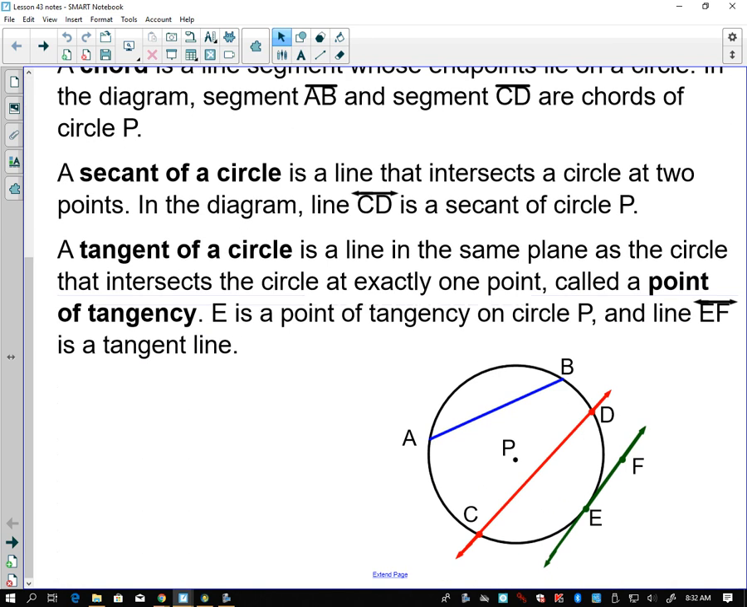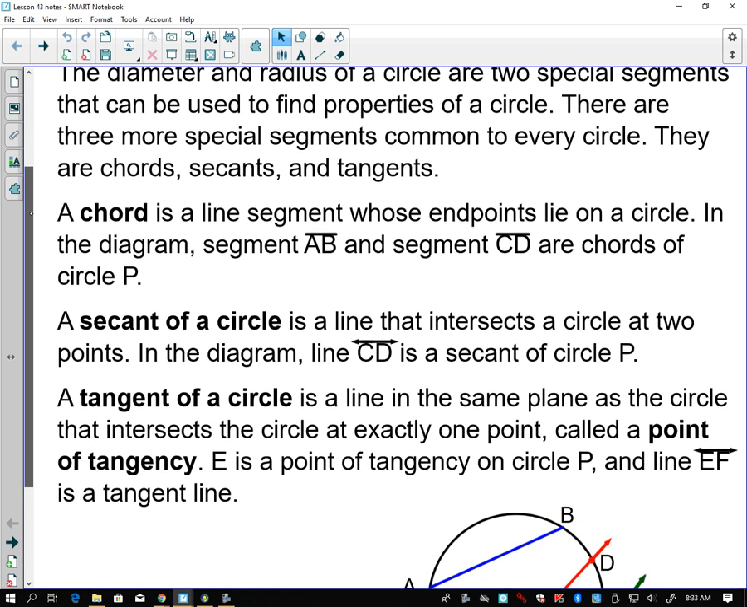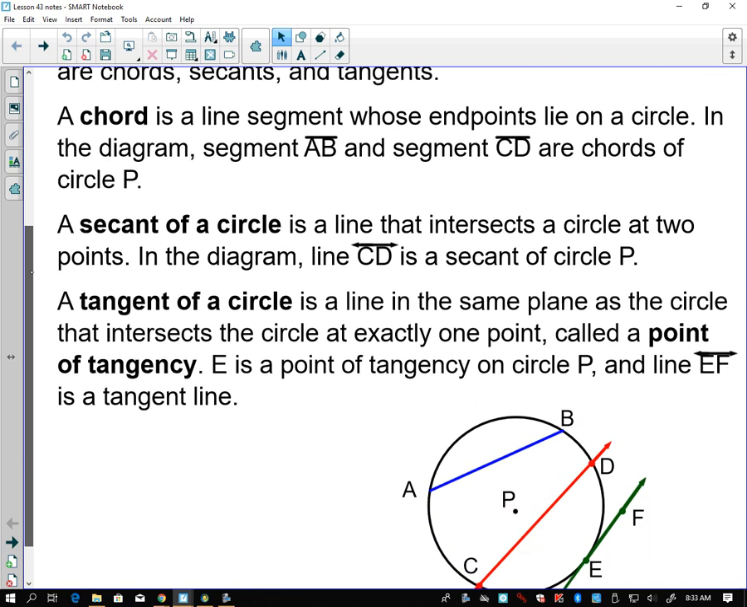An example of a chord down here would be segment AB. Its endpoints are on the circle. It begins and ends on the circle. Now, a diameter is also a chord, okay? But a diameter is a specific chord that goes through the center of the circle. So all diameters are chords, not all chords are diameters. Does that make sense? So you can look at a chord that way.